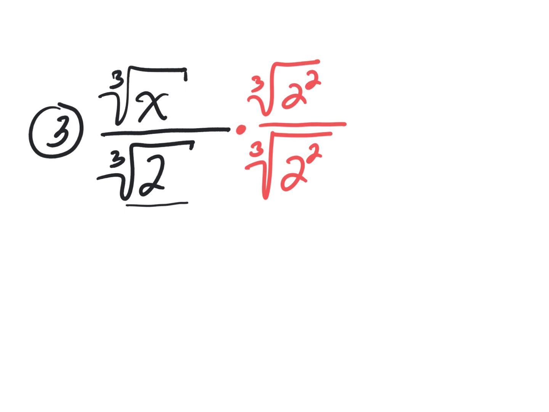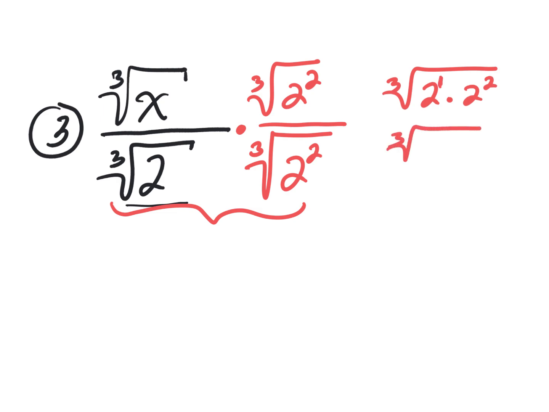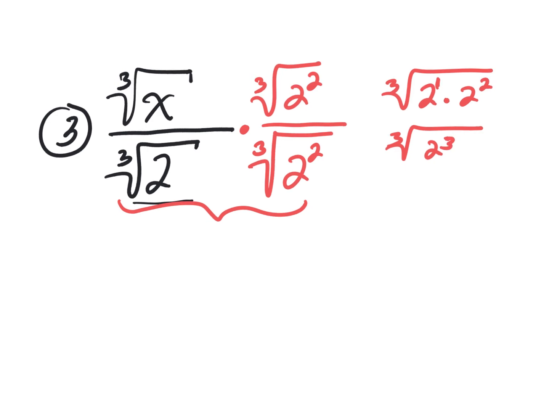Okay, why? Because if you multiply them together, actually here, this is what's happening inside. It's going to give you 2 times 2 squared. This is 1, so this is going to give you 2 cubed, which is now a perfect cube. Okay, so I hope you got that.